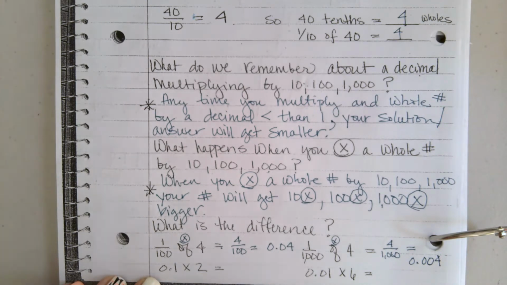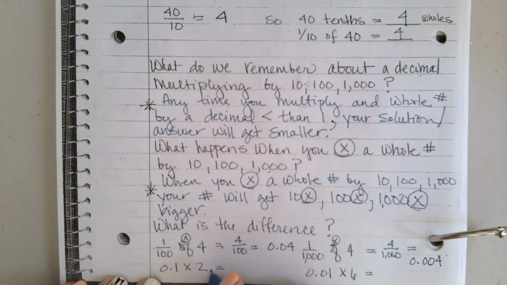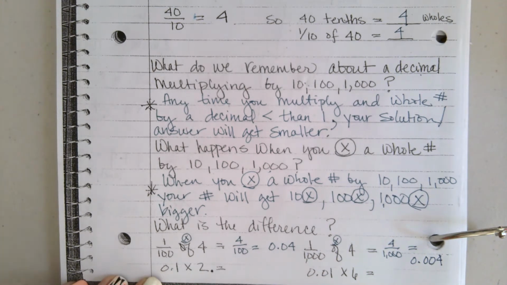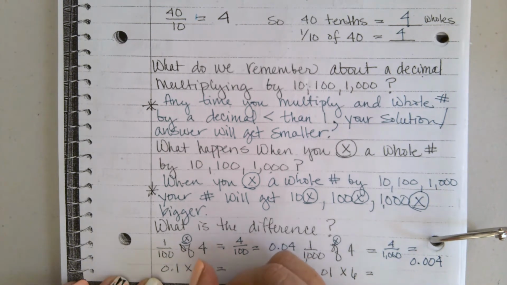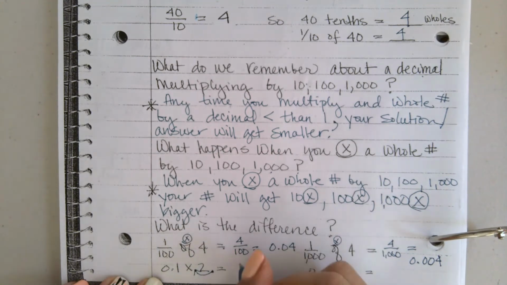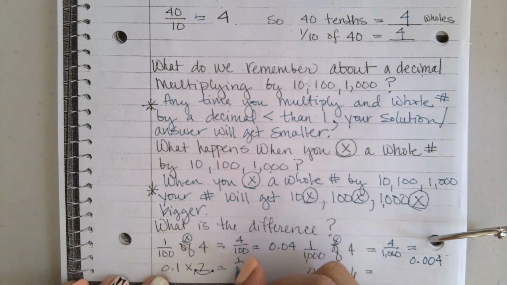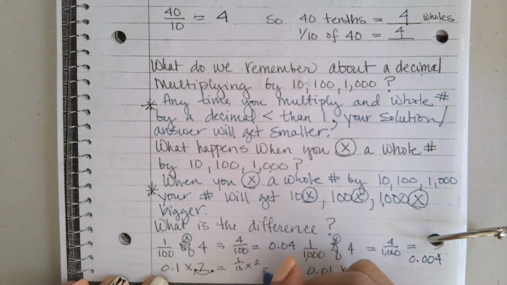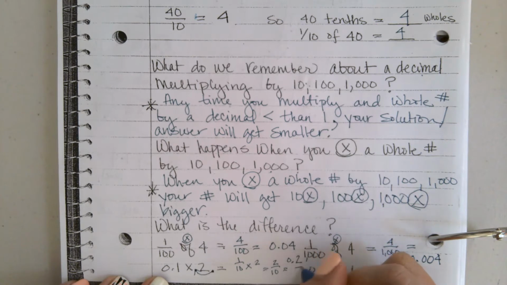Now, we've learned that when you're multiplying by a tenth, it's like 1 over 10, right? 2 times 1 over 10. Your decimal really starts right here, where this is the whole number 2. And when we multiply by 1/10, we're going to move our decimal over once, right? Because it's really 1/10 times 2, which is 2/10, which is 0.2.